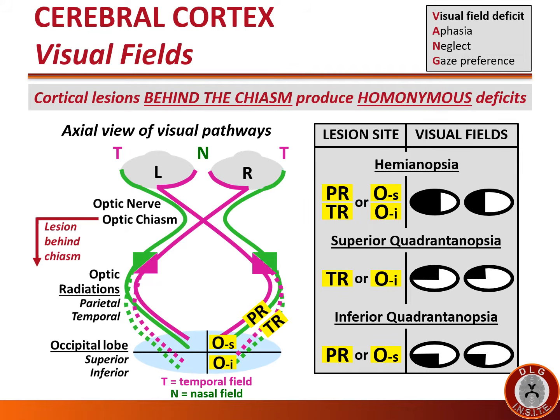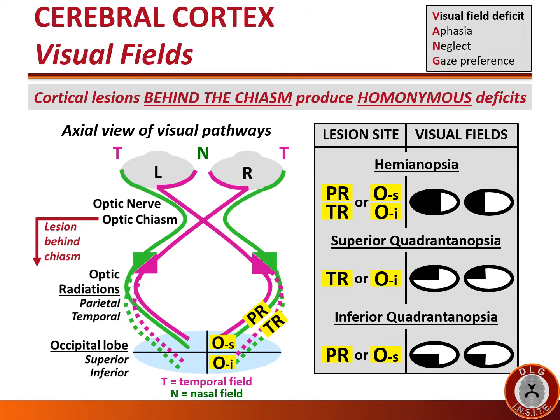Looking more in depth at the VAN components in the visual fields, cortical lesions are behind the chiasm and produce homonymous deficits, meaning they're the same in both eyes. Looking at the pathways on the left and comparing them to the visual field deficits on the right, if a lesion is in the parietal radiation plus temporal radiation, one has a hemianopsia on the other side. If someone has a lesion in both the superior and inferior occiput, you also have the same hemianopsia.